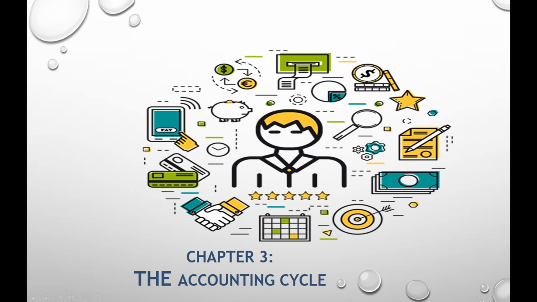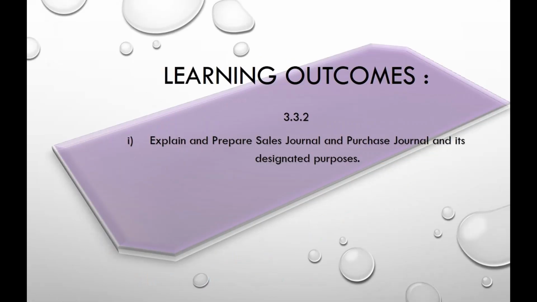Today we will learn in Chapter 3, The Accounting Cycle. Subtopic 3.3.2, Special Journal. Learning Outcomes: 3.3.2. Explain and prepare sales journal and purchase journal and its designated purposes.